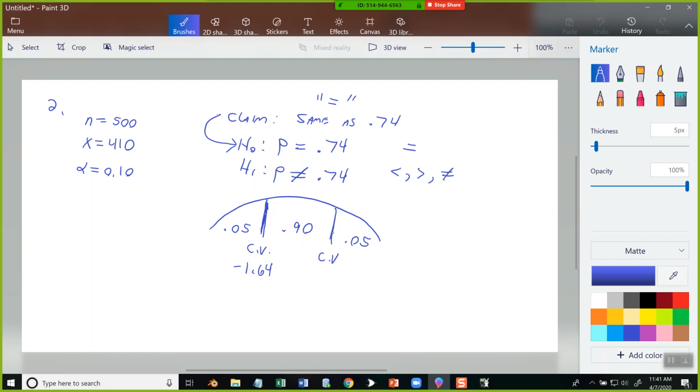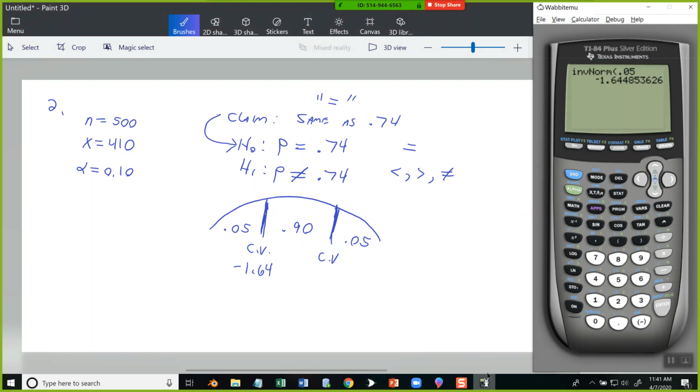Let's find this one now. It's the one on the right. Now we're going to use INV norm again. So second VARS, and choose INV norm. Now here we have to add up all the area to the left. So I'm going to add 0.05 plus 0.90, which gives us 0.95. Then I press enter, and we get a positive 1.64.